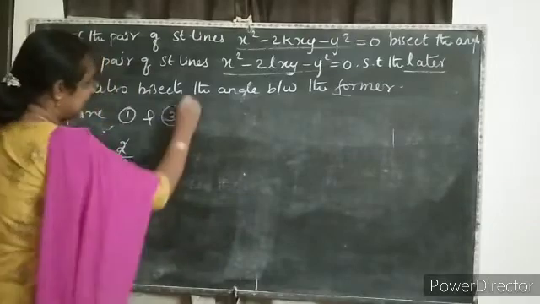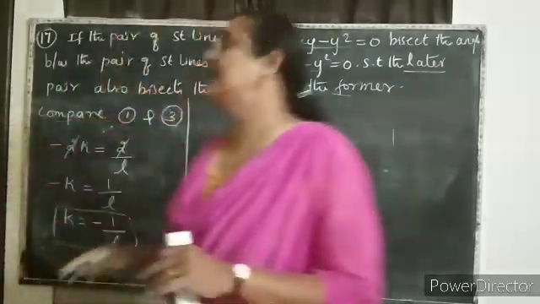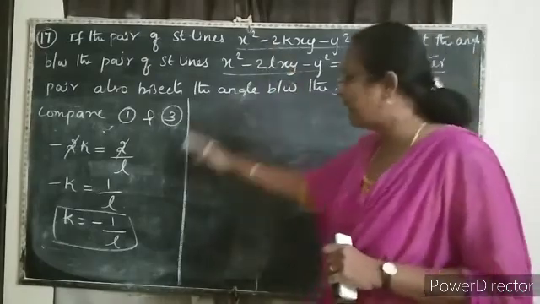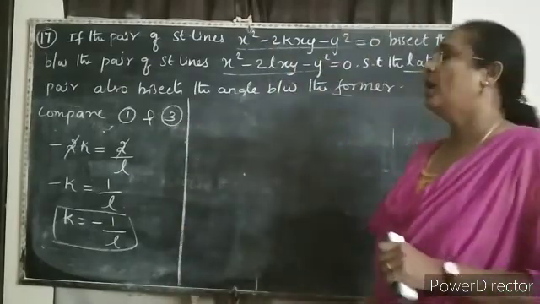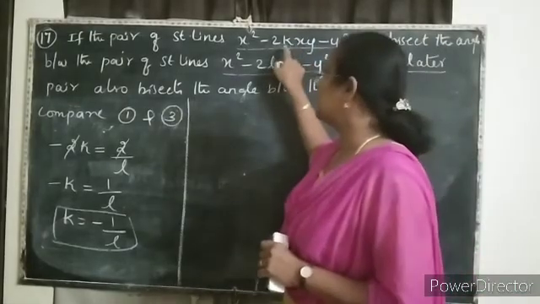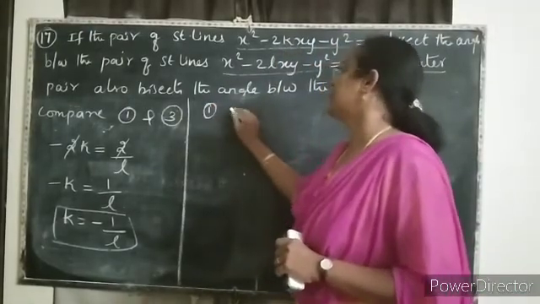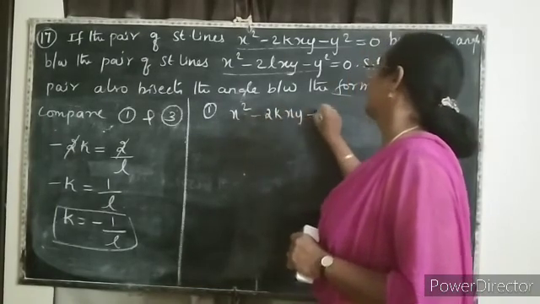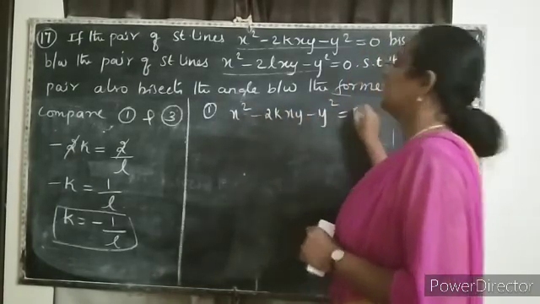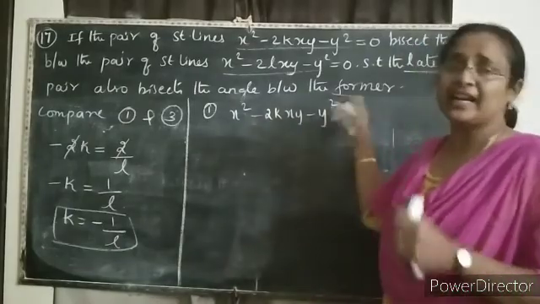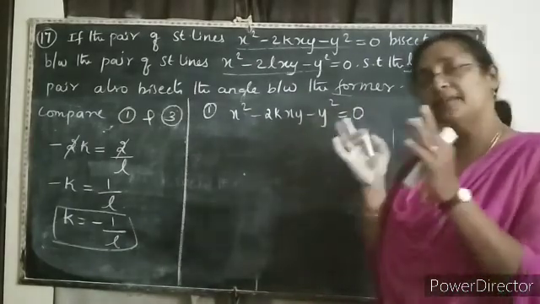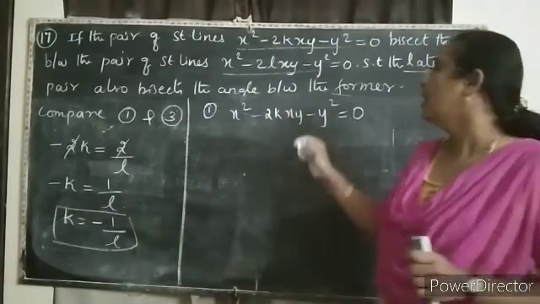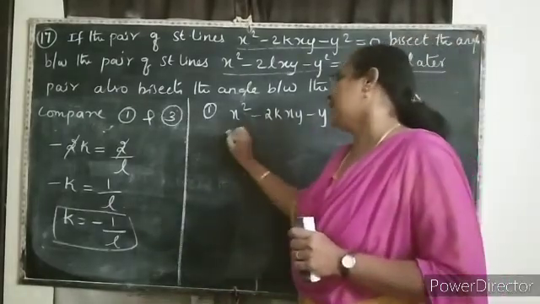Till now we have considered the second equation, and by comparing we found the value of k. Okay. Now, we are going to consider the first equation: x squared minus 2kxy minus y squared equal to 0. In this equation, again I am going to find the equation of the bisector, because I have to prove both are the same, isn't it?